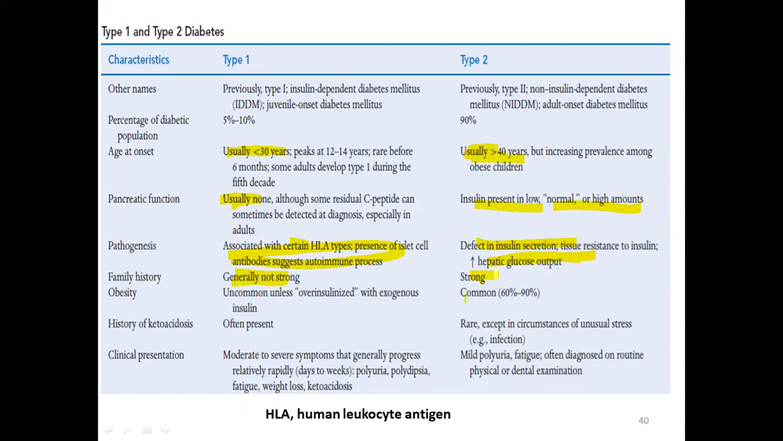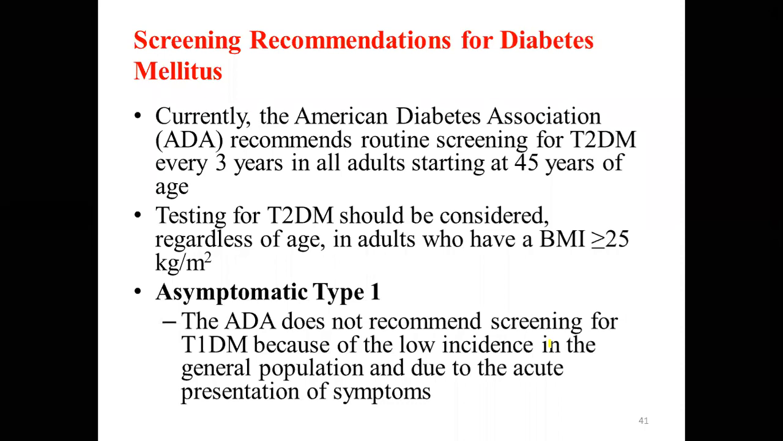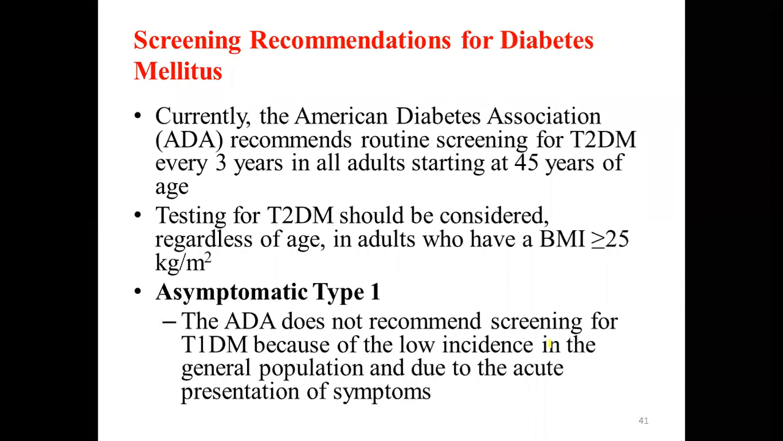Obesity is very, very common, like in 60 to 90% of the patients with type 2 DM, while type 1 patients are mostly very lean. A history of ketoacidosis is often present in type 1, but in type 2 it is very rare, except in severe circumstances. Clinical presentation: moderate to severe symptoms that generally progress relatively rapidly, over days to weeks, but type 2 is mostly mild. And as I mentioned before, they are mostly diagnosed when the patient has gone for other investigation. So this is all about the clinical features of DM patients in general.